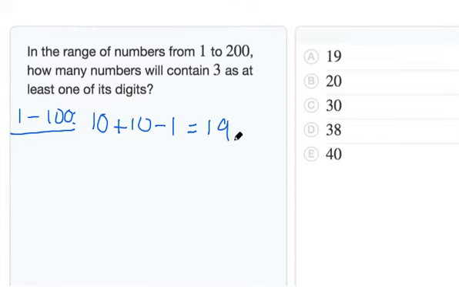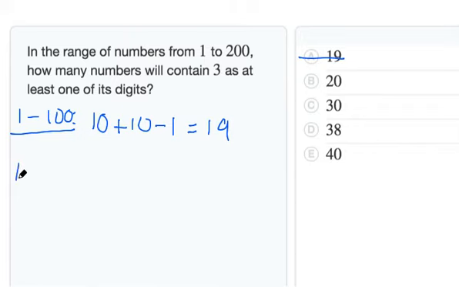Now remember that we only counted the numbers that contain 3 as at least one of its digits between 1 and 100. So if we look at our answer choices, 19 is kind of a trick answer. We can rule that out automatically because we know we haven't accounted for all of the numbers yet.